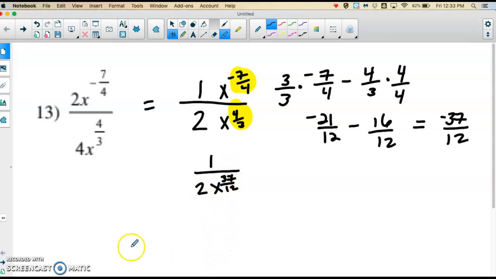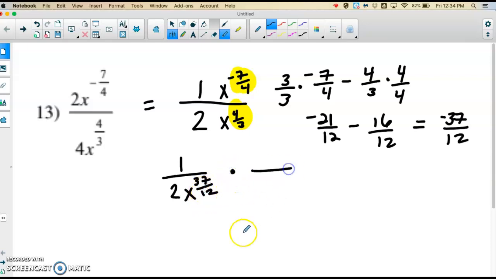Okay. And I'm going to pause. So the 37 over 12, that becomes a rational exponent in the denominator. So we have to figure out a way how to make that a whole number. So you got to think about multiples of 12 to make sure that comes out to be a whole number when you divide it.